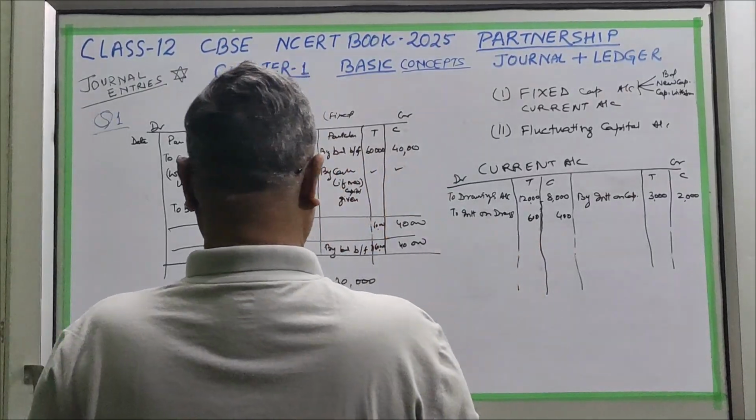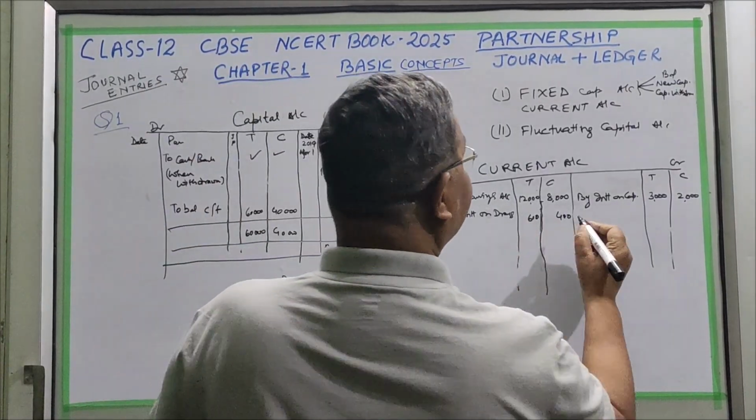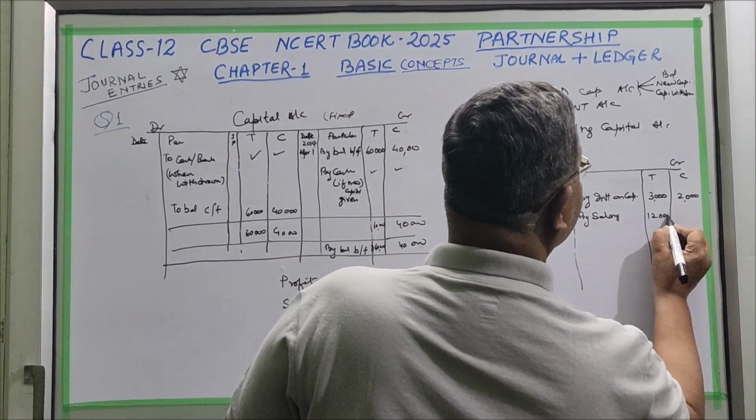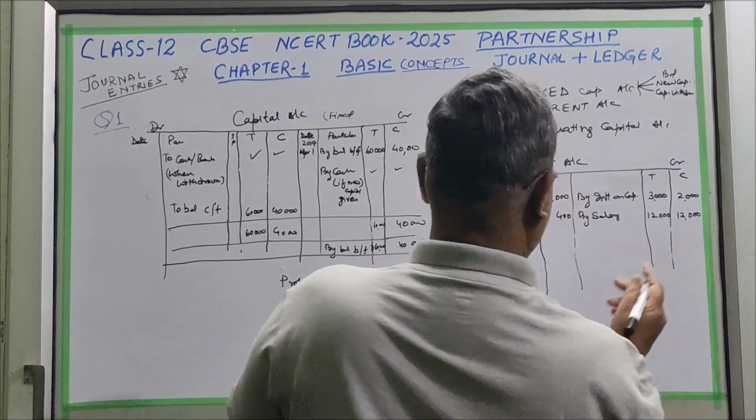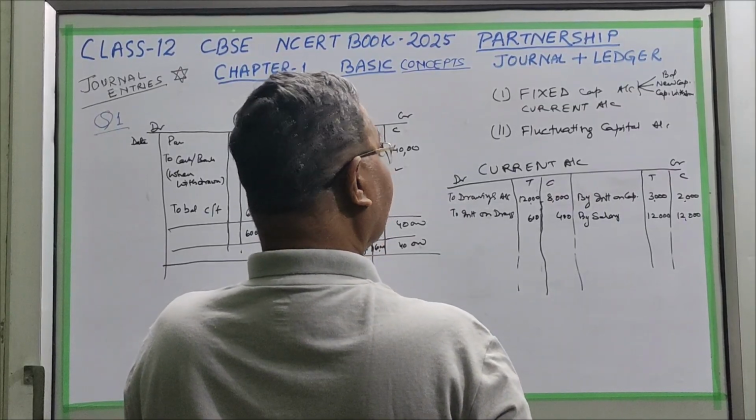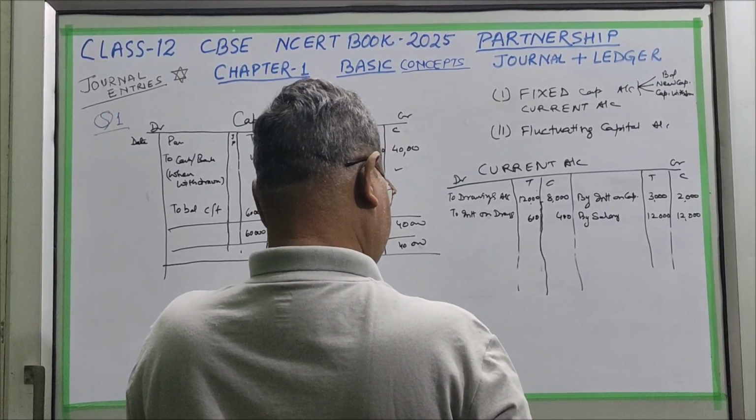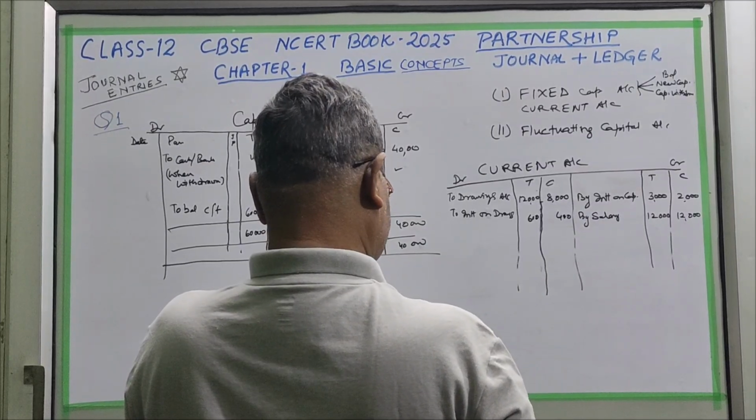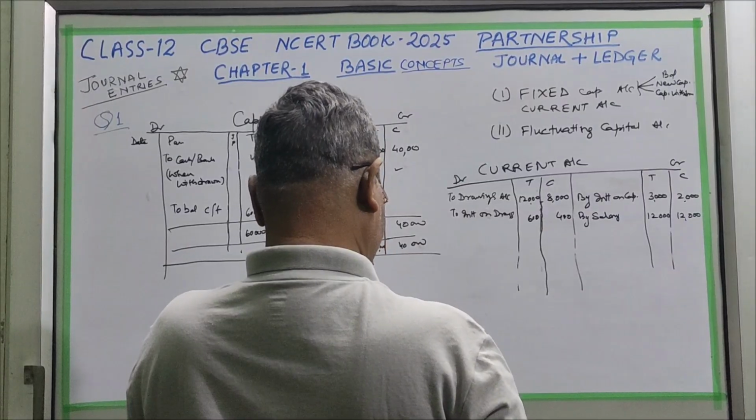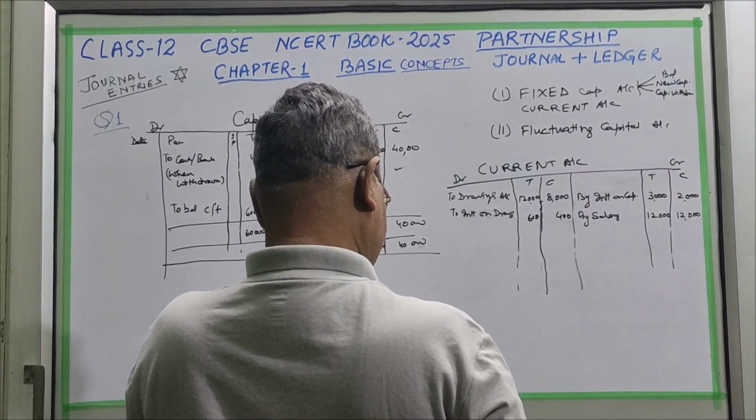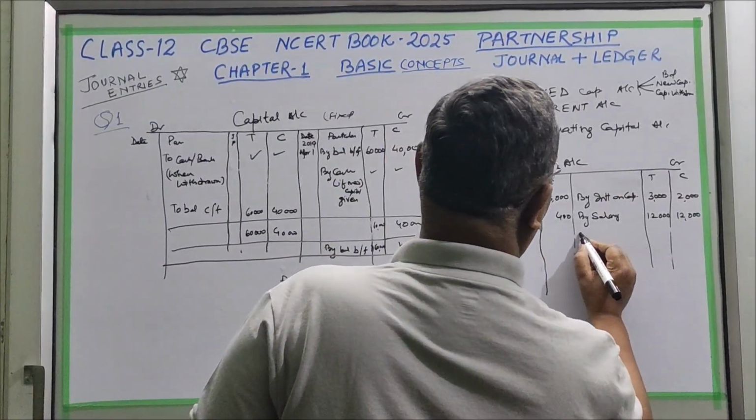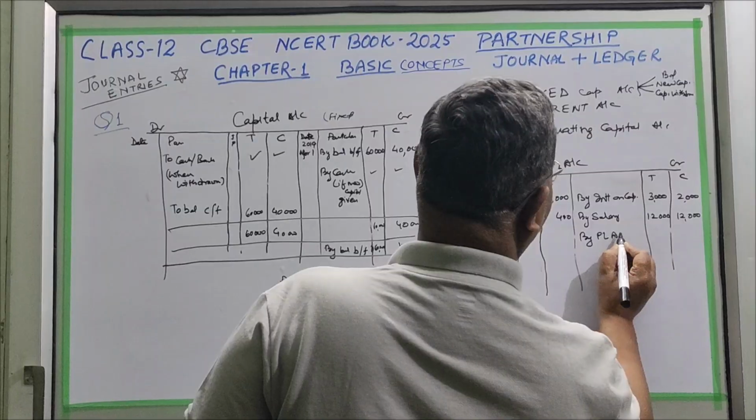Now salary: 1,000 rupees per month, so 12,000 and 12,000. Both the partners are entitled to 1,000 per month as salary and 5% interest on capital, irrespective of the period. And after this they will get their share of the profit.